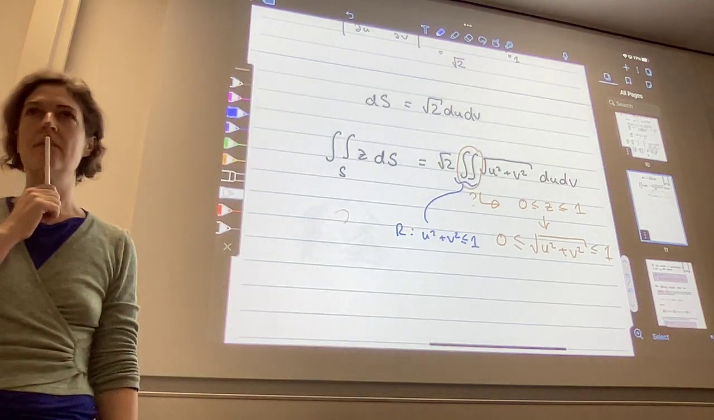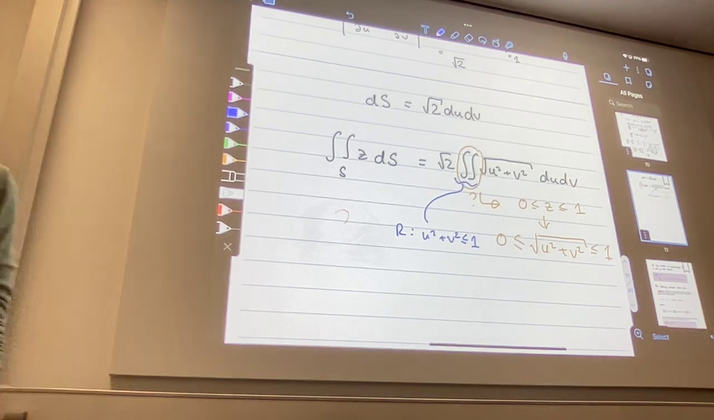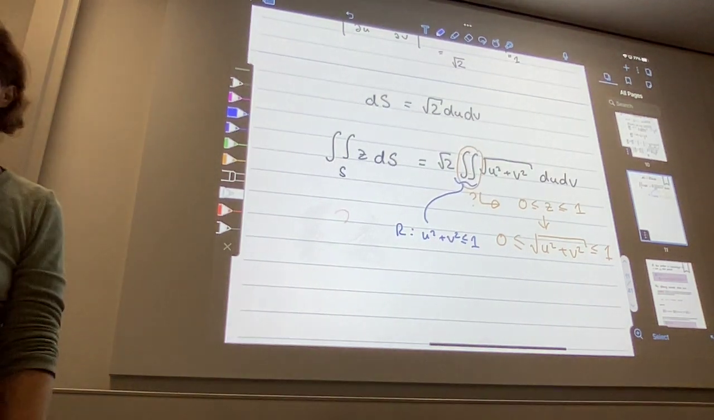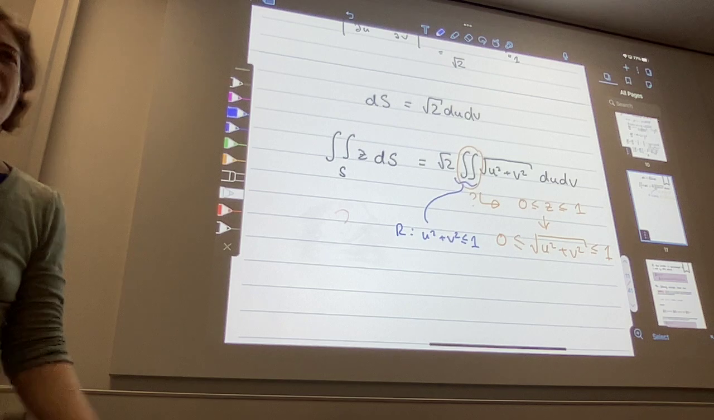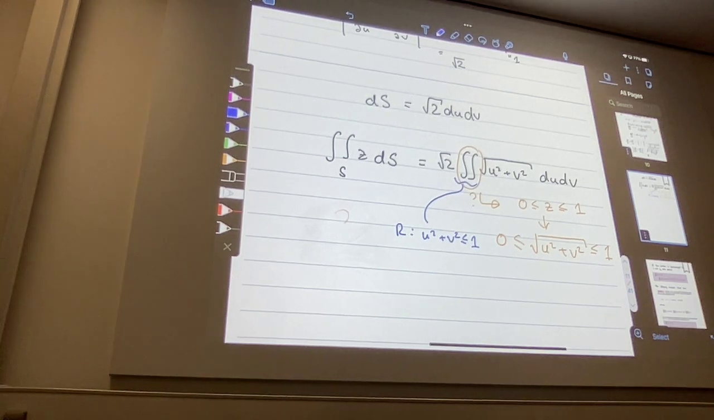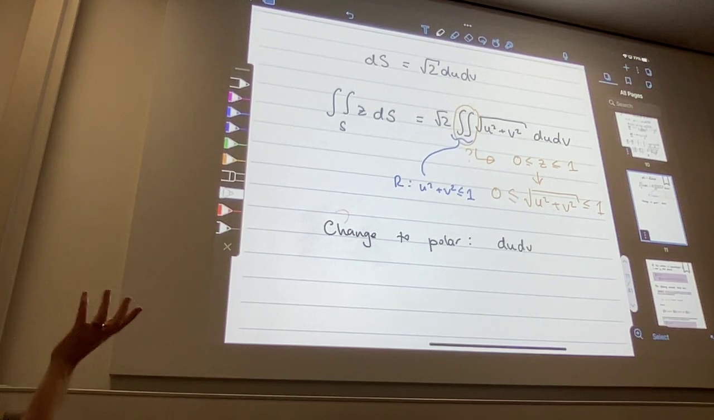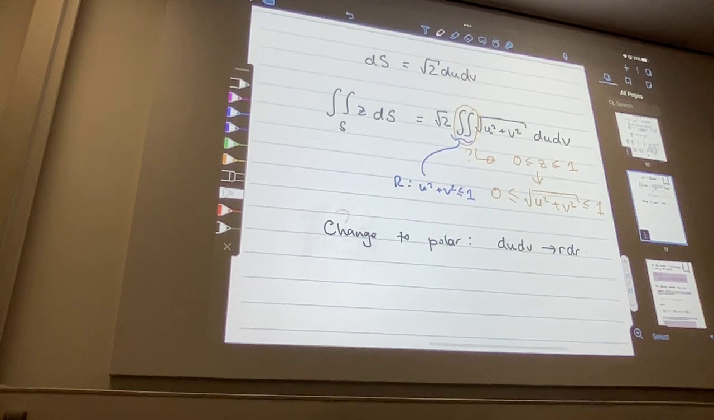So here it would be more convenient to work in polar coordinates to actually evaluate this. So that's exactly what we're about to do. I don't want to do that the other way. Let me go to polar coordinates. That will make my life much better. So we're going to change to polar. Remember, polar coordinates, du dv, you're used to thinking of it as dx dy, but it doesn't matter. It changes to r dr d theta.